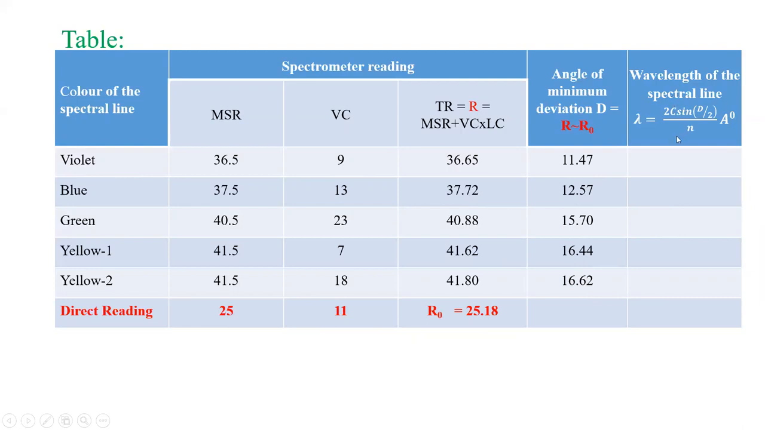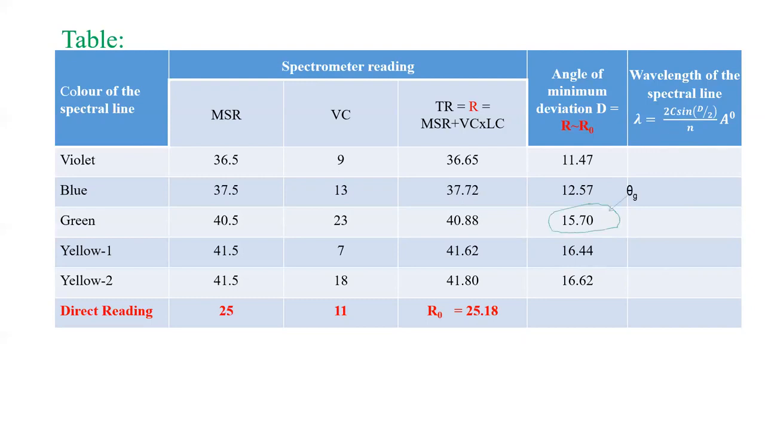The formula we are using here is lambda equal to 2c sine D by 2 by n angstrom units. Here lambda is the wavelength of the spectral line, c is the grating constant, D is the angle of minimum deviation, that means these values, and n is the order of the spectrum. In the starting of the experiment, we already discussed n equal to 1. So we can measure lambda by knowing the value of the grating constant.